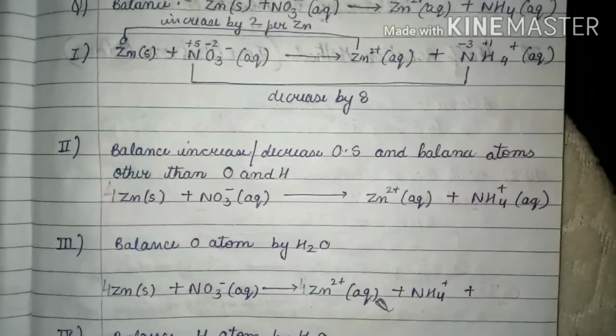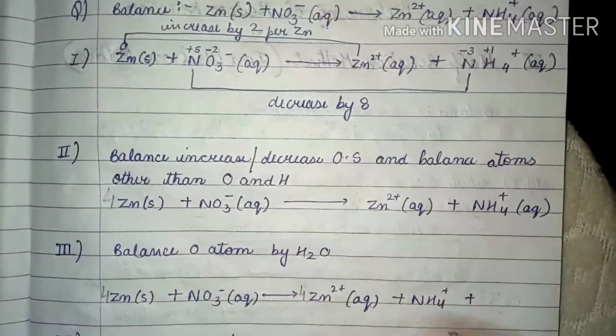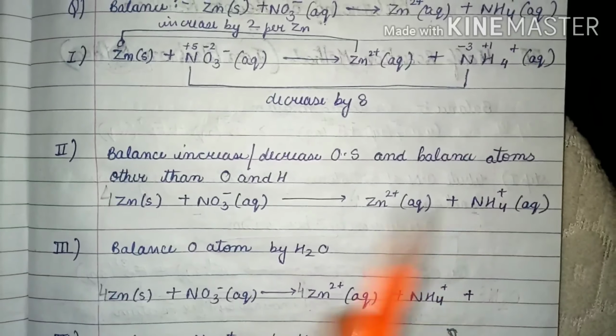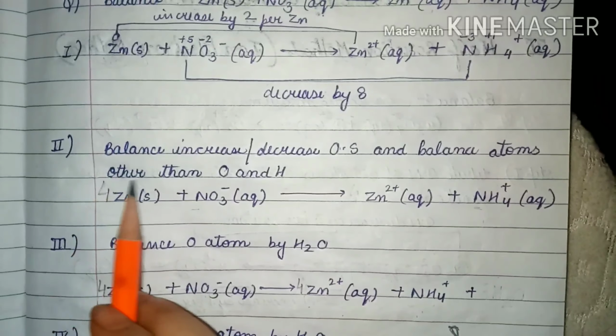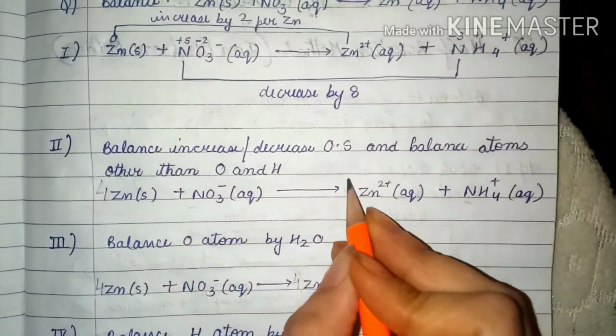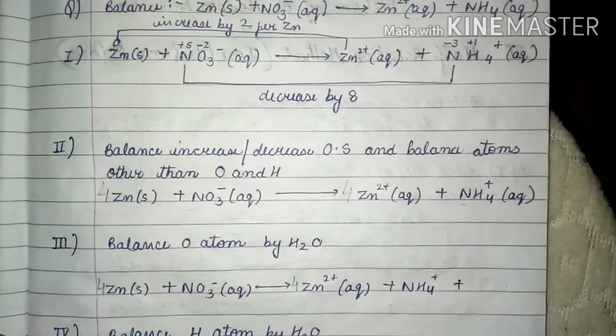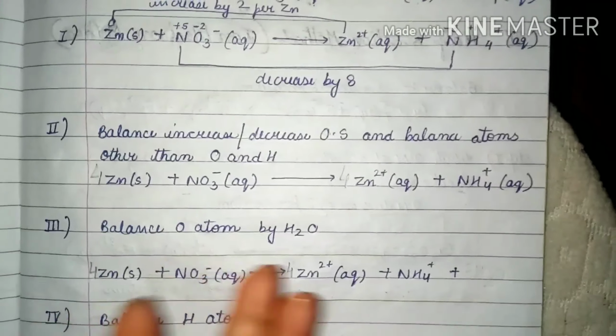Now we have to balance the atoms other than oxygen and hydrogen. Here nitrogen is already balanced, 1 and 1. Since 4 Zn atoms are on the reactant side, we have to put 4 on the product side as well. Now all the atoms other than oxygen and hydrogen are balanced.